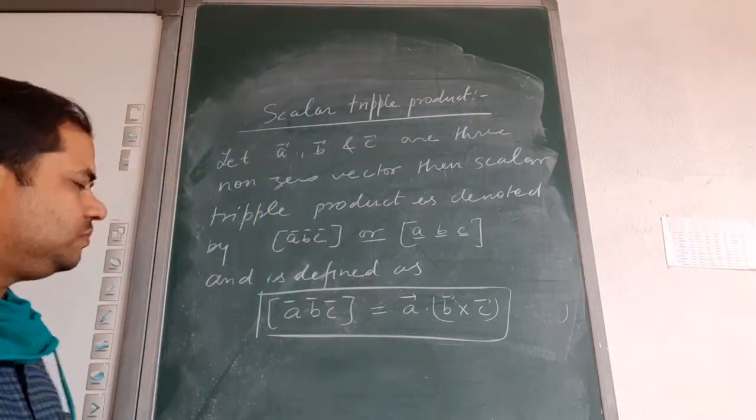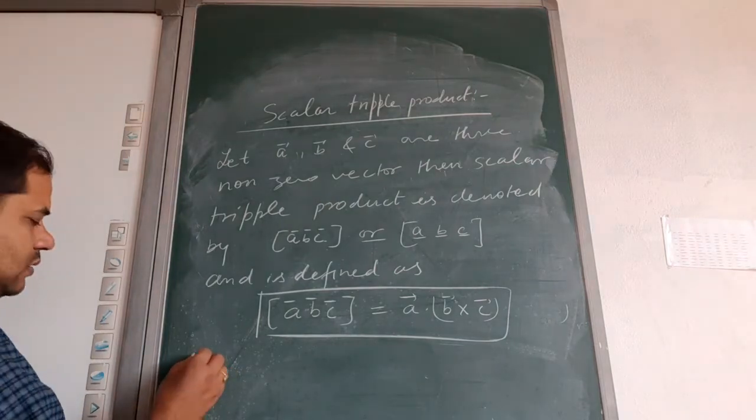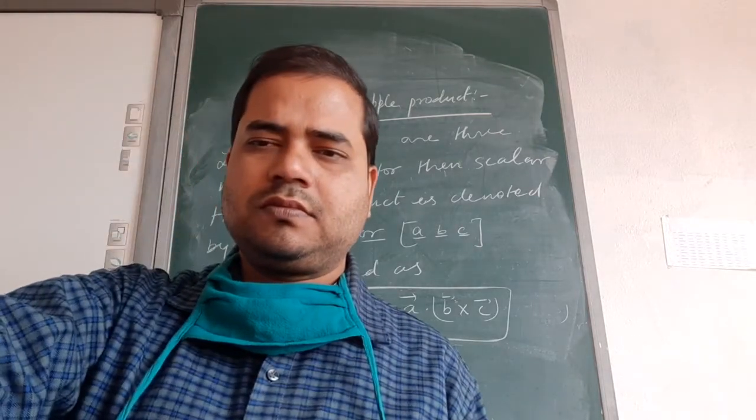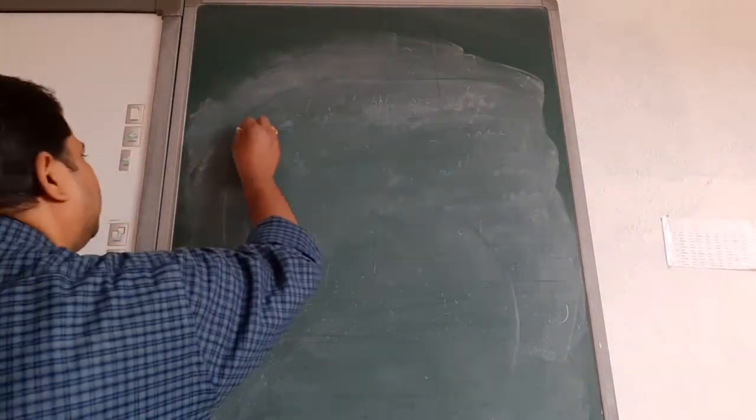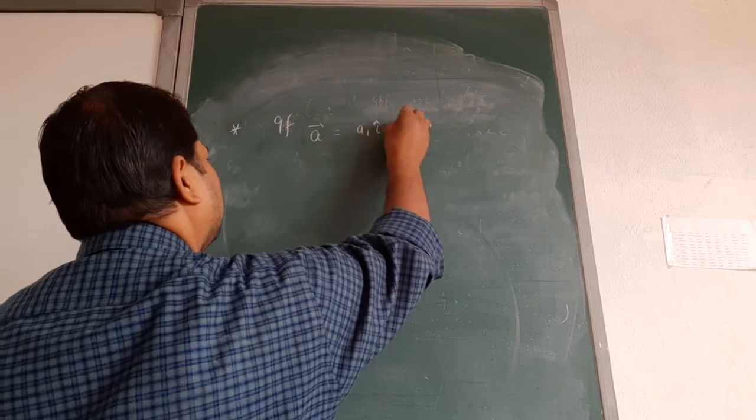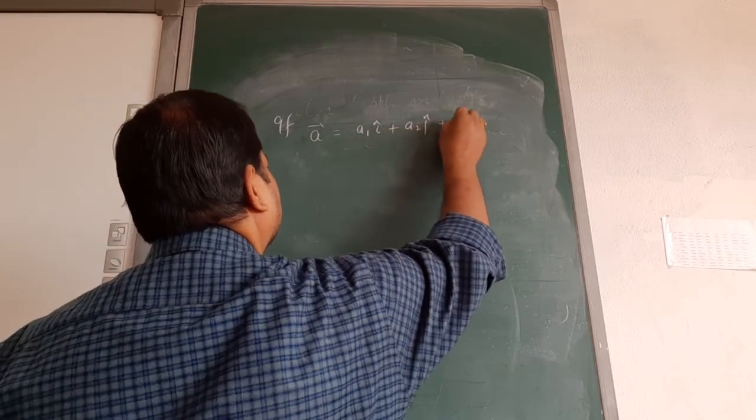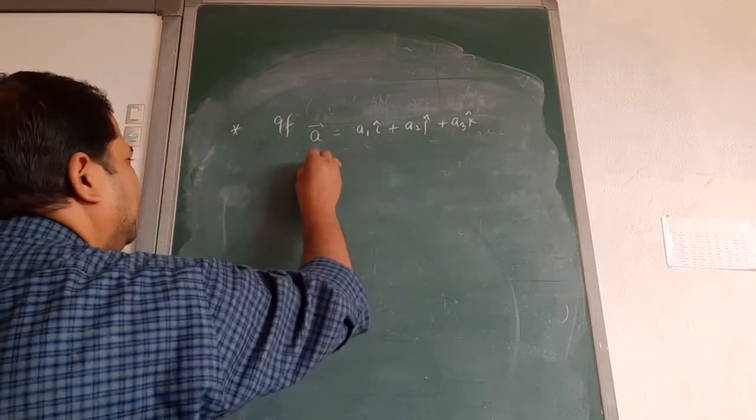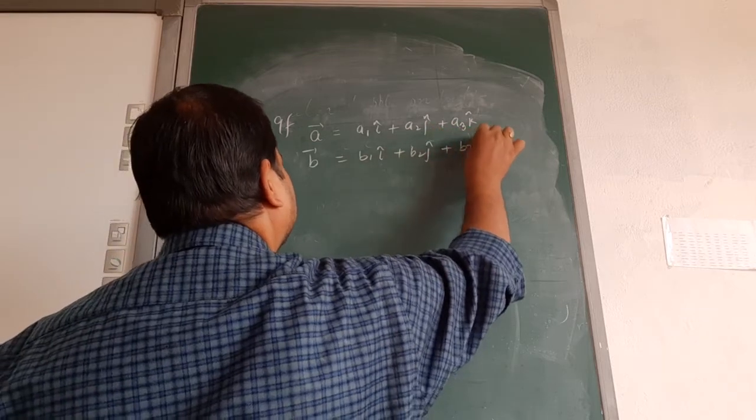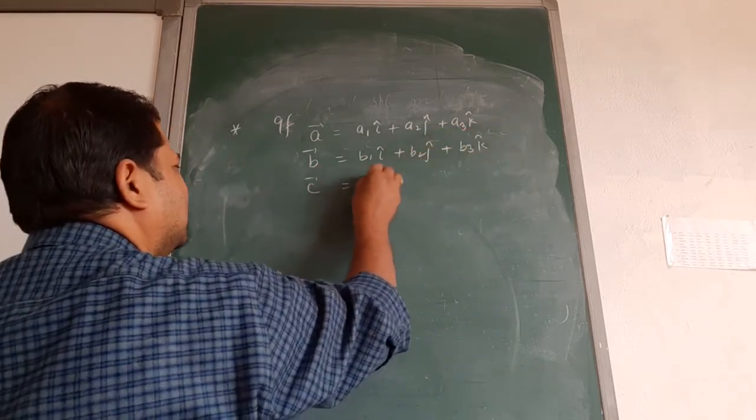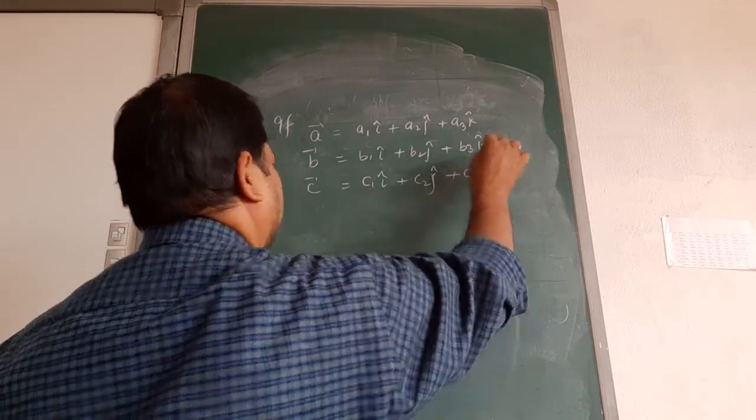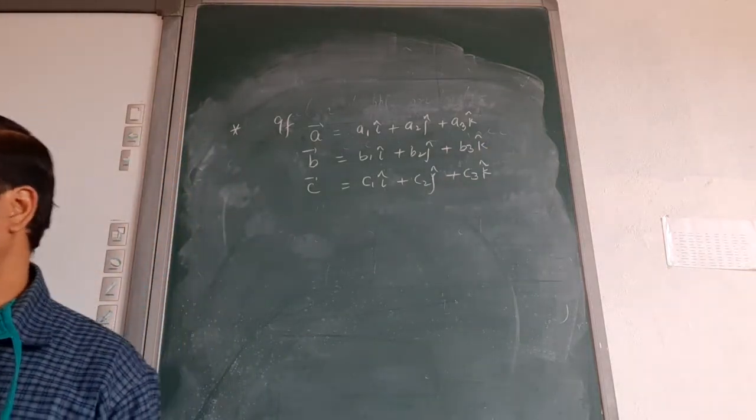Okay. So suppose, write down first, if vector A is equal to A1 i cap plus A2 j cap plus A3 k cap, vector B is B1 i cap plus B2 j cap plus B3 k cap, and C is C1 i cap plus C2 j cap plus C3 k cap. Clear? These are the vectors A, B and C.